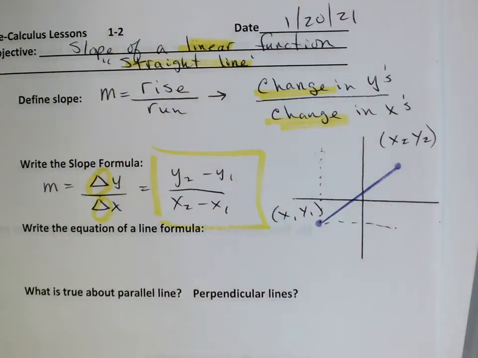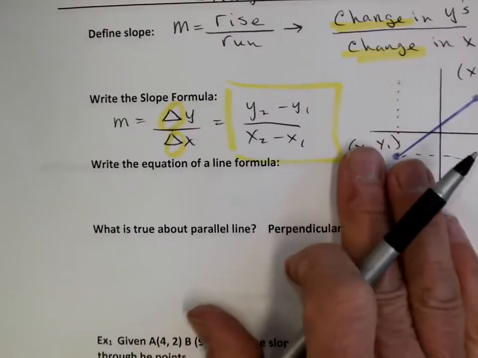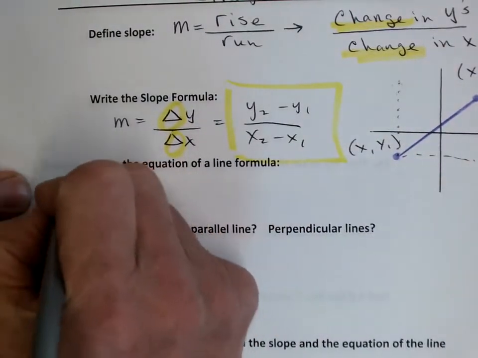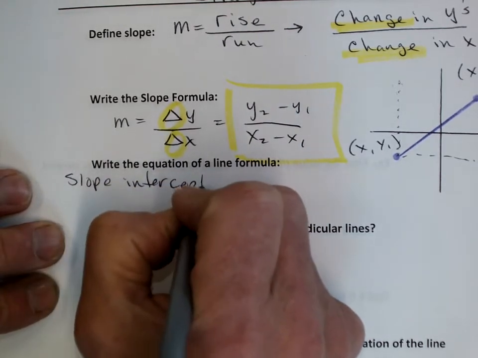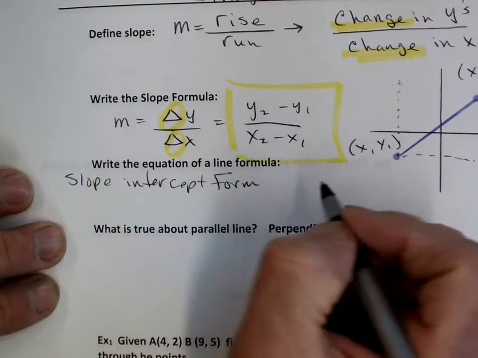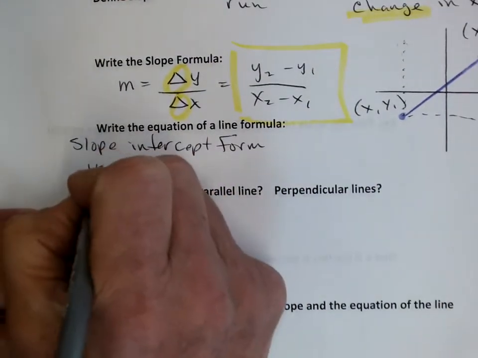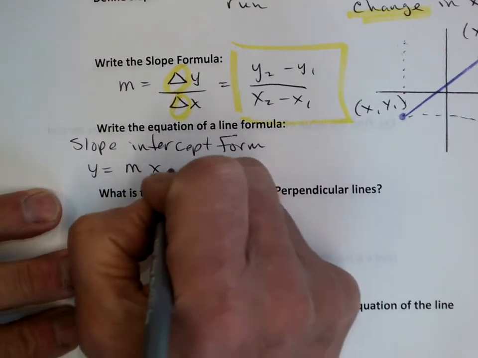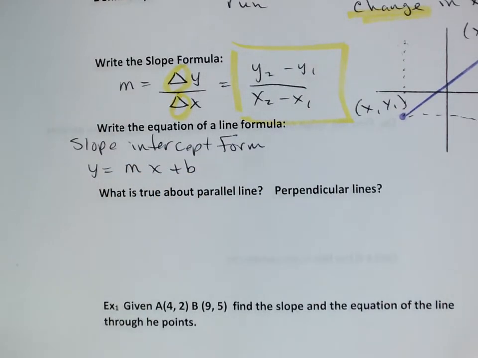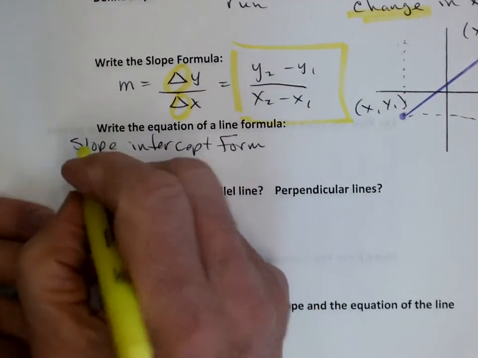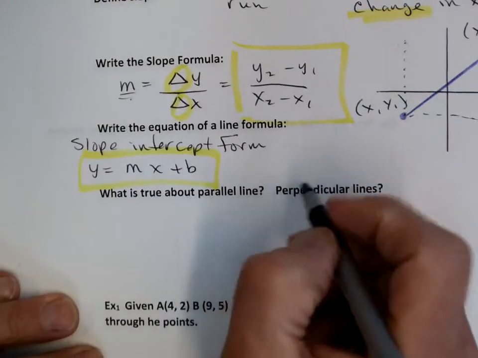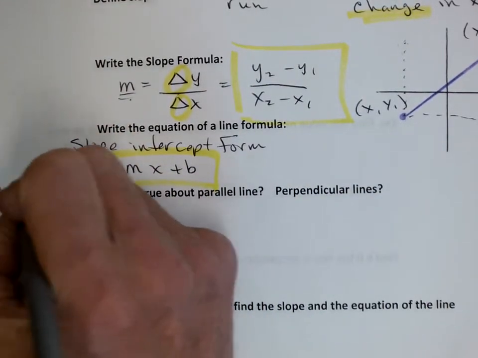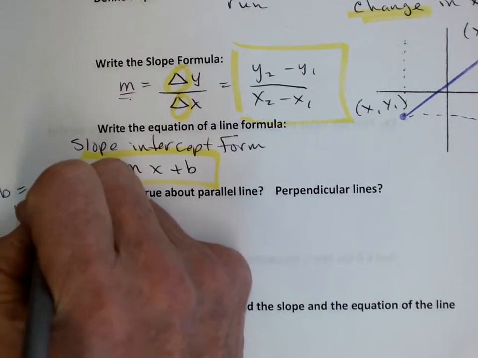Now, the equation of a line. We're going to have two different equations of a line, okay? One is slope-intercept form, and you've seen that. We like this one. This is our favorite. y equals mx plus b. We're very familiar with it. We know that m is the slope, and b is the y-intercept, right? Okay?